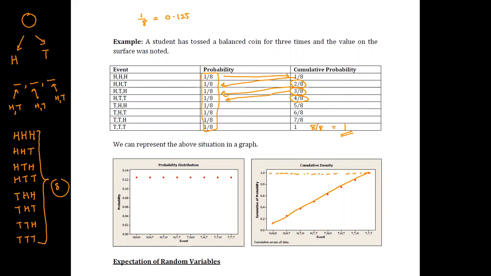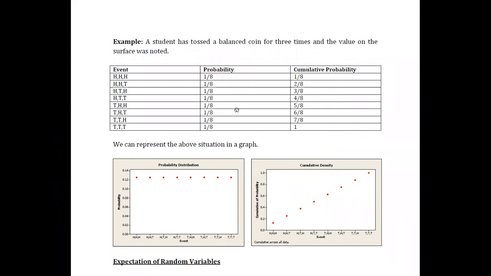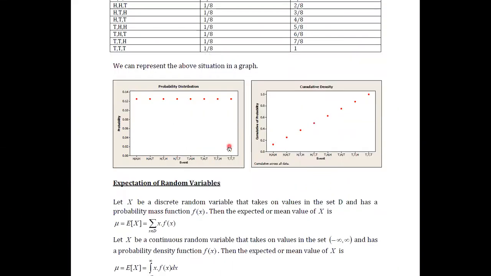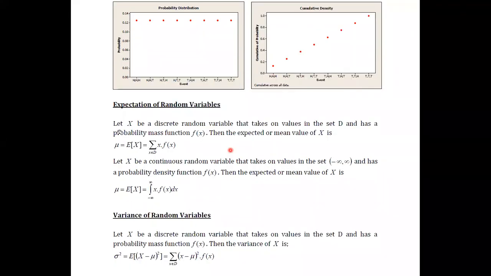And then we will focus on the expectation for random variables. For the expectation of a random variable, if x is a discrete random variable, and if this x can take values on the set D, and we have the probability mass function fx, then the expected value for x.